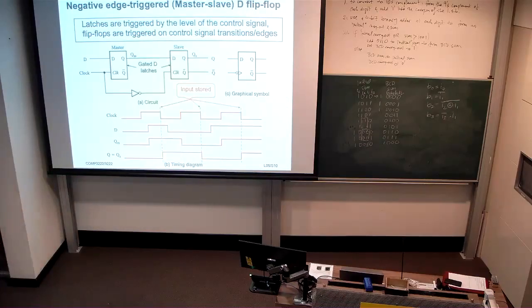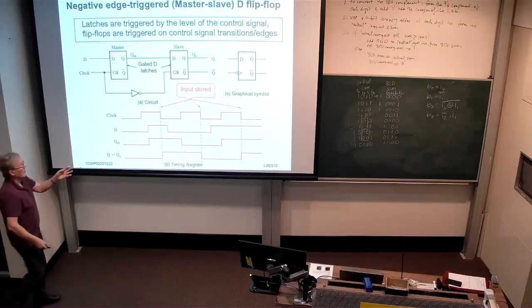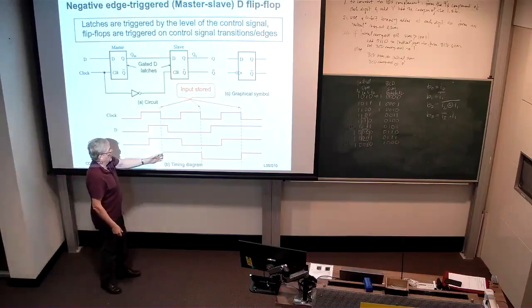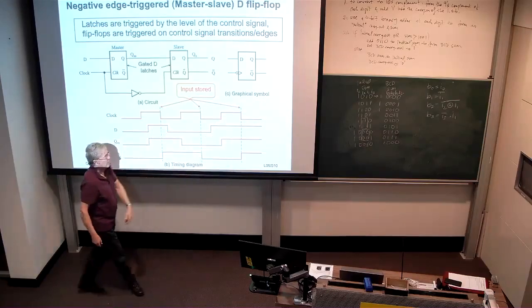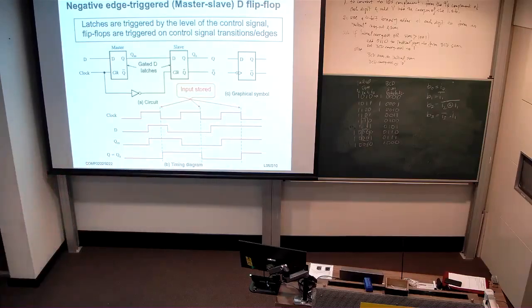And so we actually have the input D being stored to QS only on those edges where the clock is going low. So we call this a negative edge-triggered D-type flip-flop. And that's illustrated by the fact that we have a notch there to indicate that it's edge-triggered and the bubble to indicate that it's negative edge-triggered.